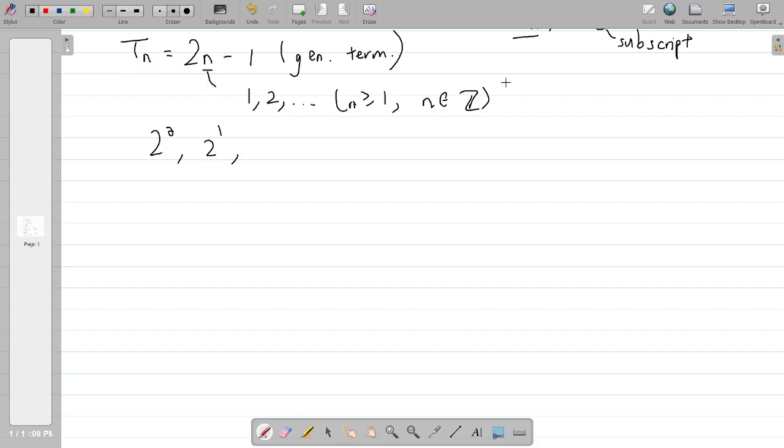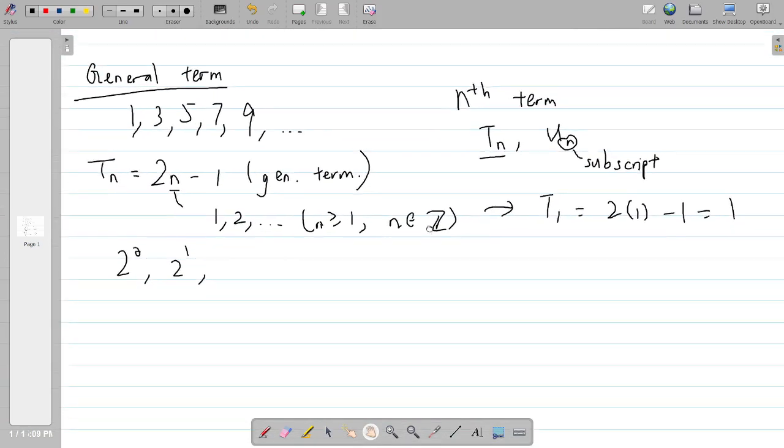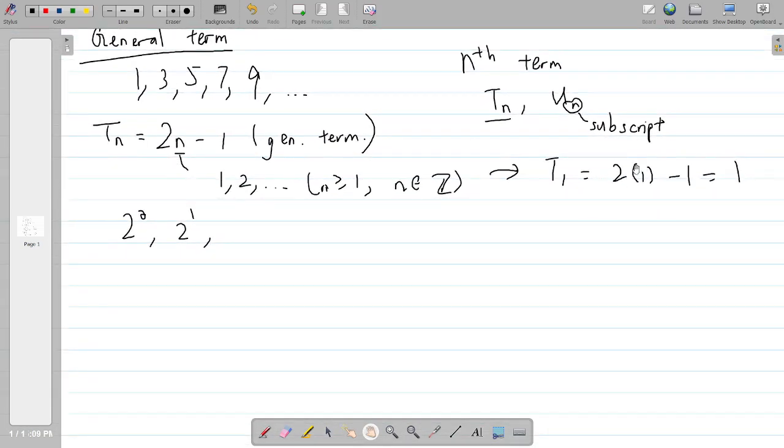So let's say we plug in 1 here, T1, and we get 2 bracket 1 minus 1, which gives us 1, which is exactly correct. And you can check for yourself, if you plug in subsequent values of n, you'll see that the second term will give us 3, the third term will give us 5, and so on.